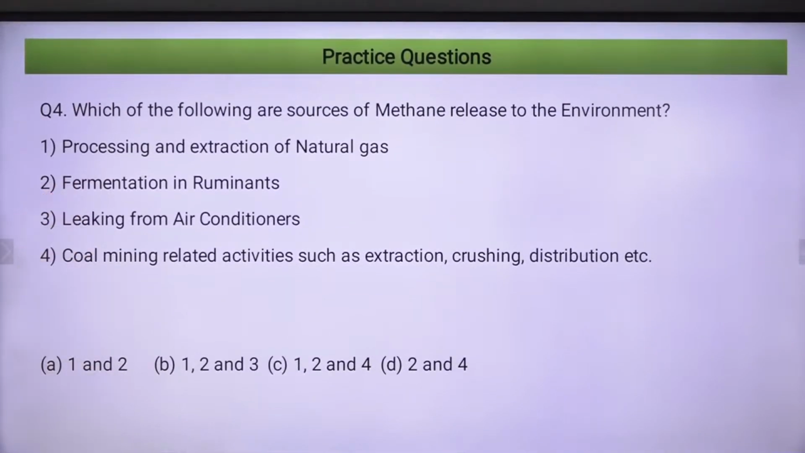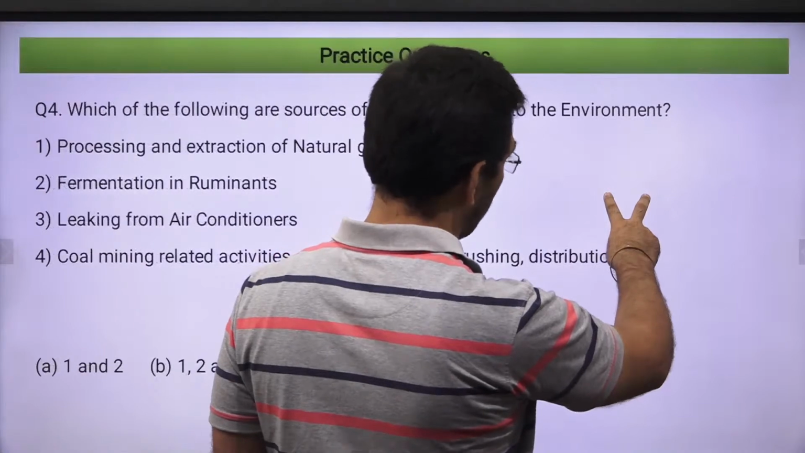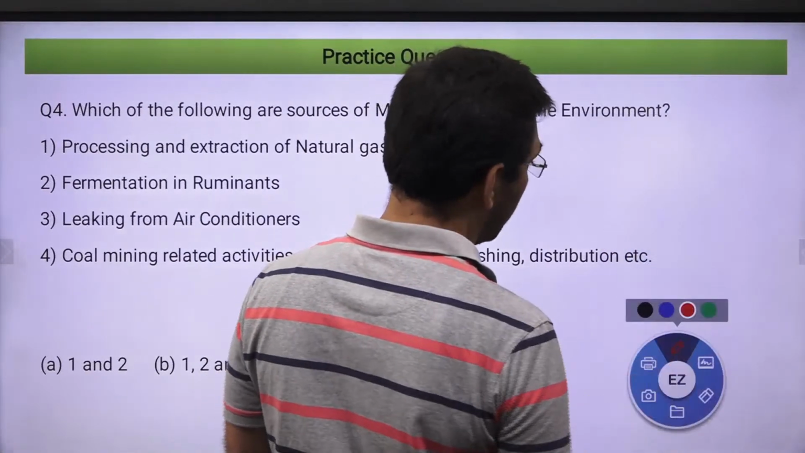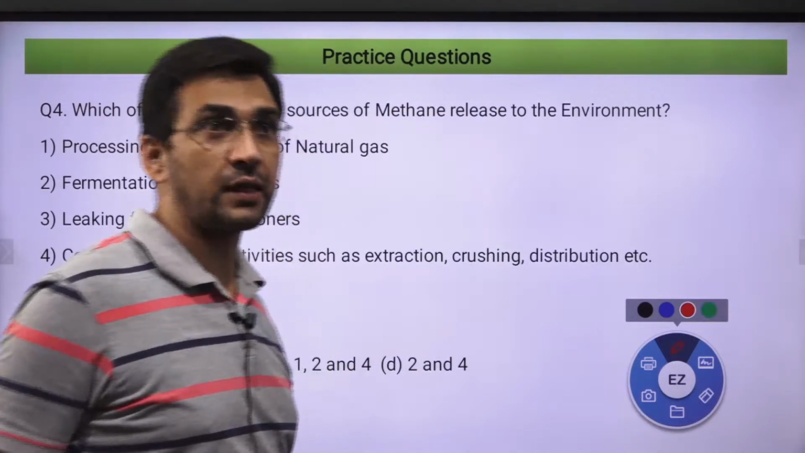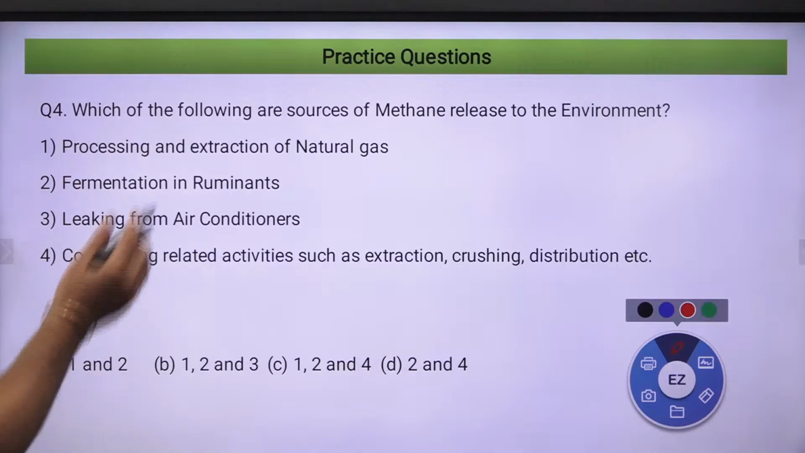Just go through this question. Which of the following are the sources of methane release to the environment? You know, methane is a very potent greenhouse gas, more dangerous than carbon dioxide, but it is released in less quantity. So that is why we are not that much concerned as compared to carbon dioxide, but it is definitely a very potent gas. Now where is it released from?